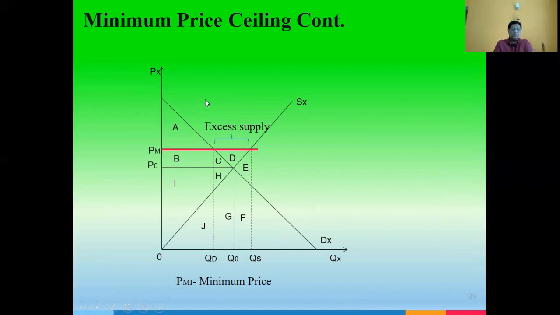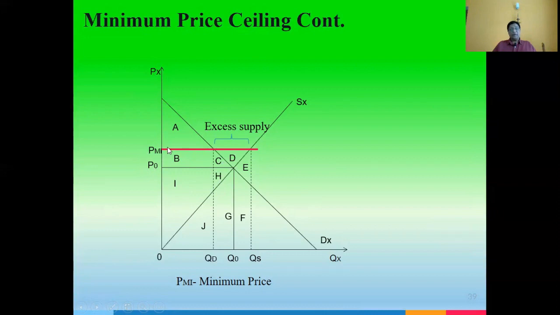Okay, we can use this diagram to explain the economic implications of minimum price ceiling. This is the initial demand curve, DX. This is the initial supply curve, SX. This is the equilibrium price, P0, and equilibrium quantity, Q0. Then consumer surplus is given by the area of ABC. Producer surplus is given by the area of IH. Now, suppose that the government imposes a higher price than the equilibrium price P0 as a minimum price.